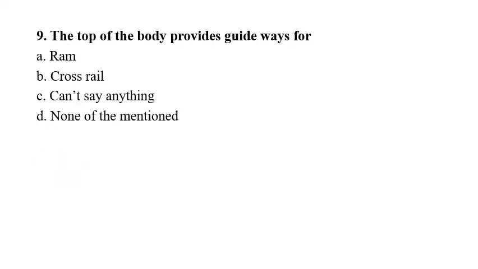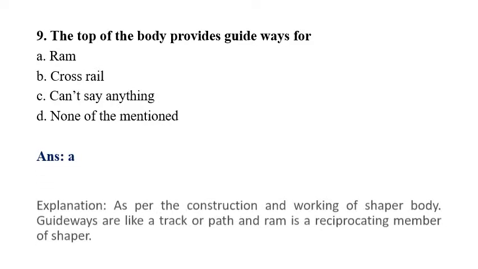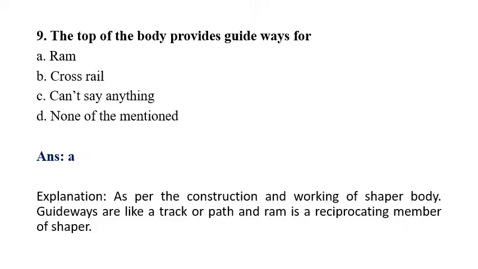Question number 9. The top of the body provides guideways for ram, cross rail, can't say anything, none of the mentioned. The answer will be A. Ram. Top of the body provides guideway for ram. Okay. There is a track or a path on which the ram is reciprocating.